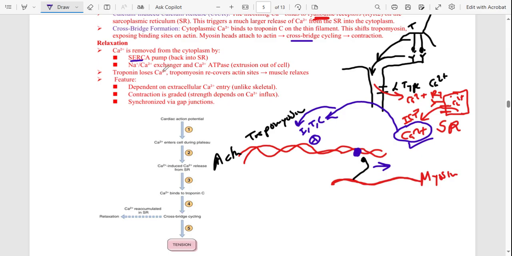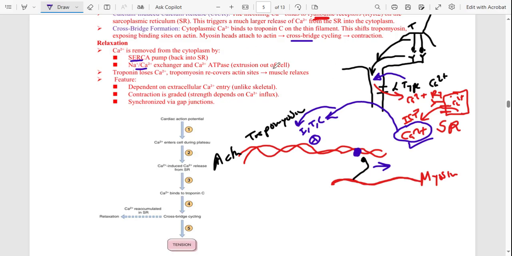And then another mechanism is using the sodium calcium exchanger. And that is the calcium is now going to be removed from the ICF back to the ECF. So what will happen is that the calcium will be moving out while the sodium is going to be entering in. So that is what happens.